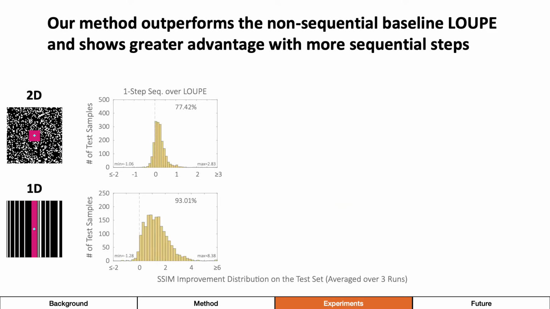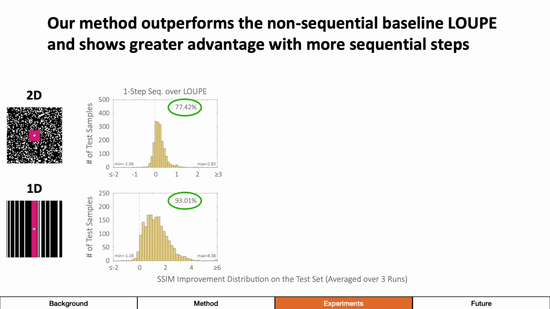Second, the improvements are consistent across the whole dataset. In this plot, the x-axis is the amount of improvement in SSIM our model has over the LOUPE baseline, and the y-axis is the number of samples corresponding to different improvements. Our one-step model already outperformed LOUPE on more than 75% of test samples in both 1D and 2D settings.